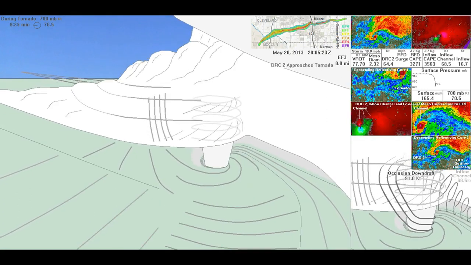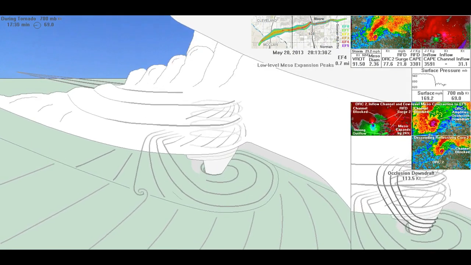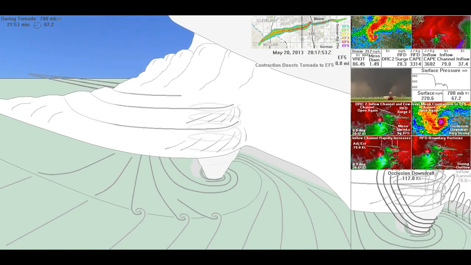So the surface circulation then rapidly expands as the second DRC wraps around the tornado, and this is like a skater pushing their arms out, which then causes the rotation to slow down. And then when they pull their arms in, the rotation rapidly quickens, and then that's when the tornado developed to maximum intensity. And at this point, the tornado is at EF5. It's almost a mile wide. When you consider those two things, this was when the tornado was at its strongest point.